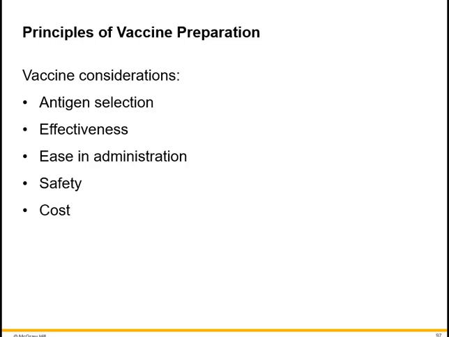So we want to know that it's effective. And that was one of the amazing things about the COVID vaccines. They were very effective, like 95% effective. We want them to be easy to administer. If it could be administered by just eating something or drinking something, that would be great. But a lot of times it has to be a shot of some sort. Safety, we want to make sure this is safe, and that it's not going to harm the patients who are getting the vaccine. And we need it to be cost effective. All of these things were taken into consideration when they developed the vaccines.